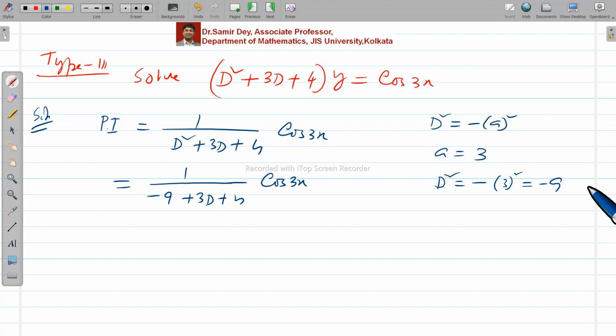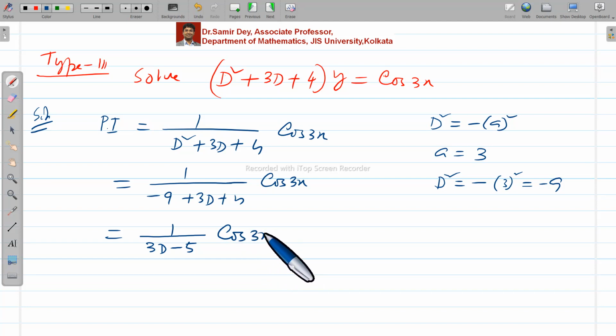Okay. So now we substitute here. So ultimately it is coming. Now it is clear, I think. Saurabh, please write in the chat box. Okay, very good. So now it is coming 3d minus 5 cos 3x.